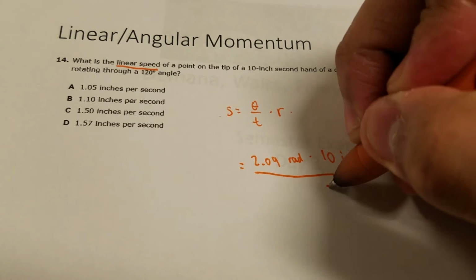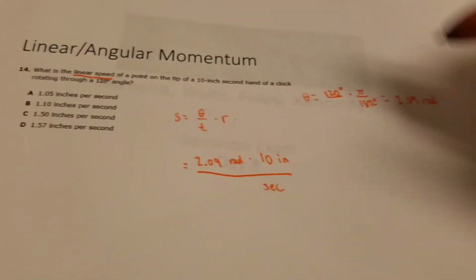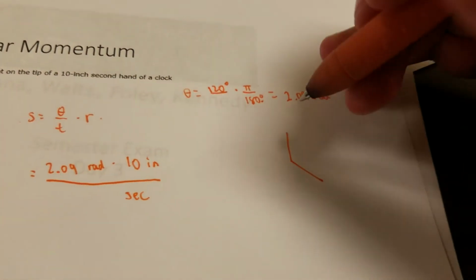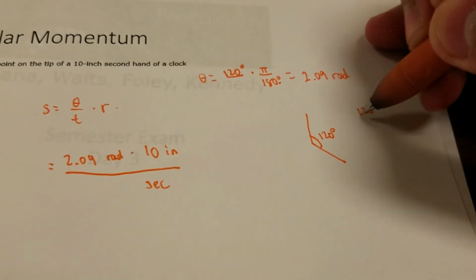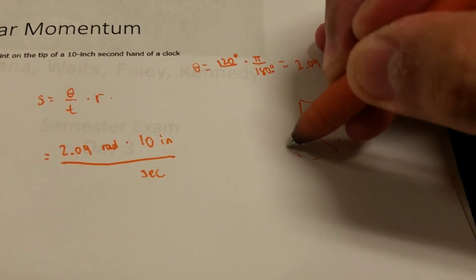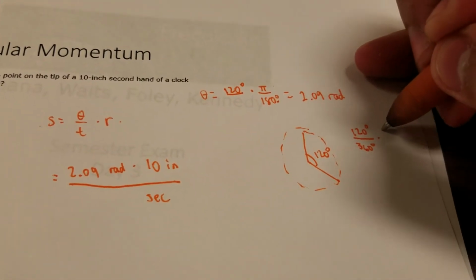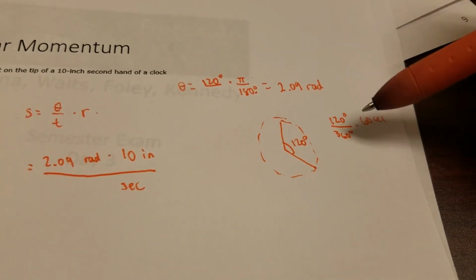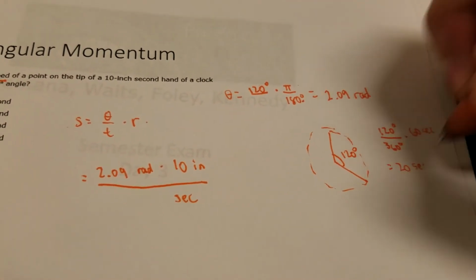All I'm missing is time, and I already know it's going to be in seconds. This is what required a little bit of work on y'all. I don't know how familiar you are with reading a regular clock, but they're telling me it's 120 degrees. So I'm seeing 120 degrees out of the 360 degrees because a clock is a circle, and I know there are 60 seconds in a full circle. So the fraction 120 over 360 equals 20 seconds.